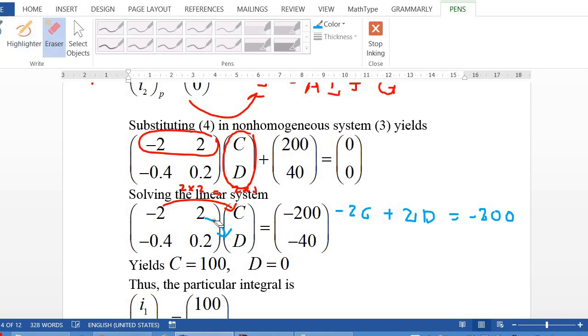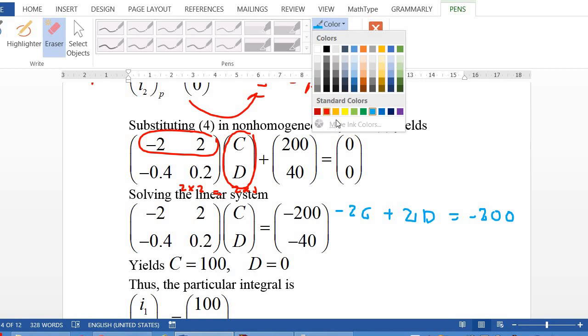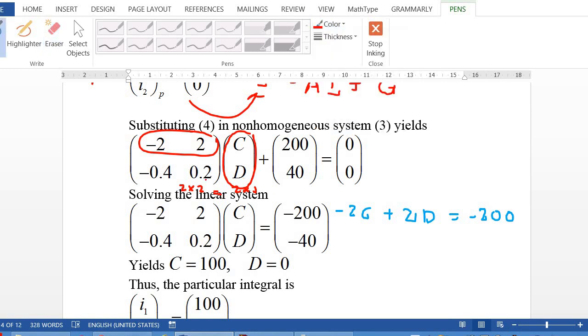And the second row times the column: second row, first column is negative 0.4 times C plus 0.2 times D. So we get negative 0.4 C plus 0.2 D equal to negative 40.